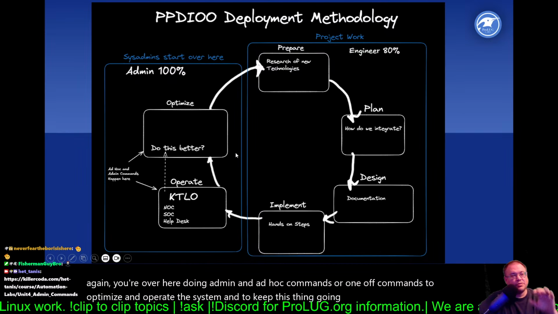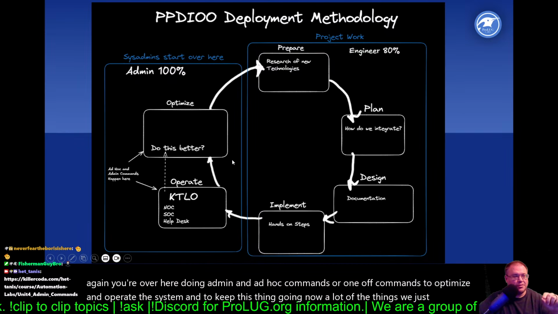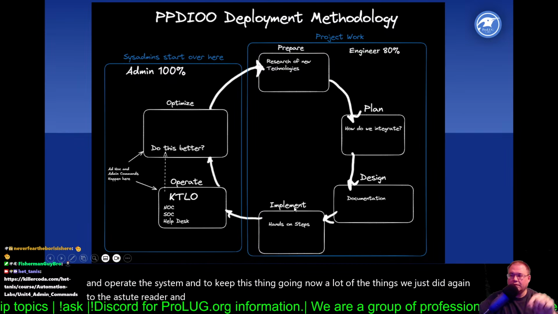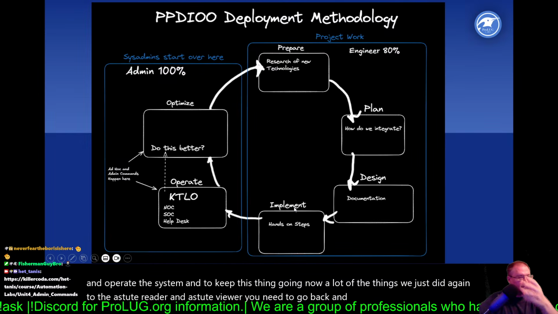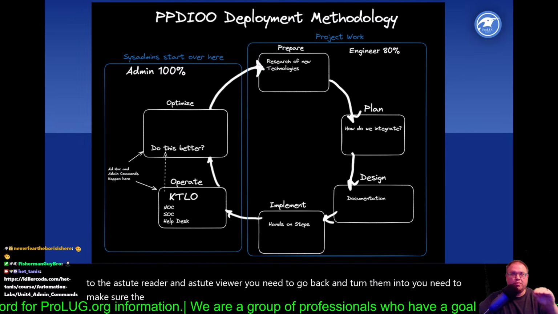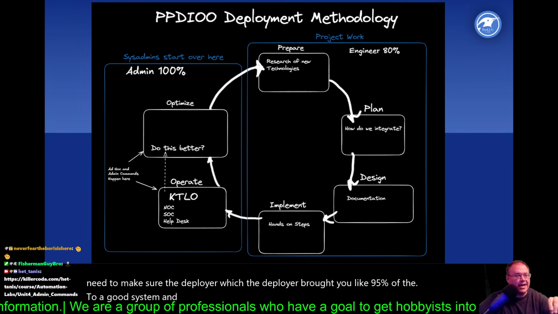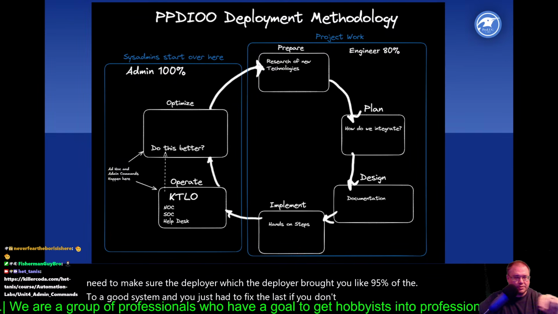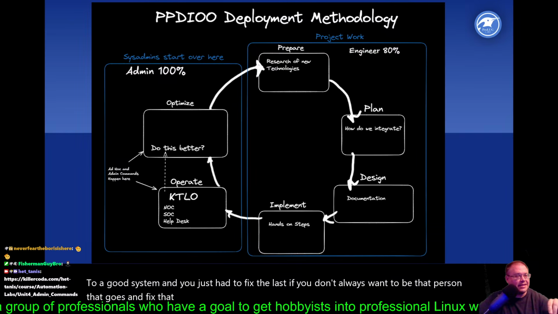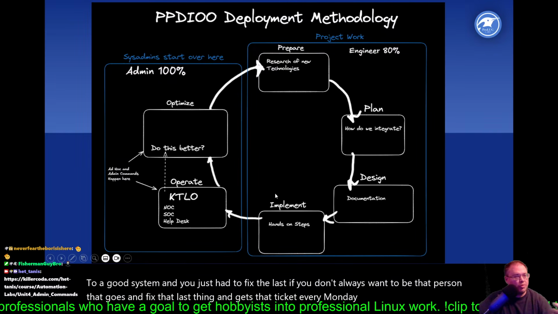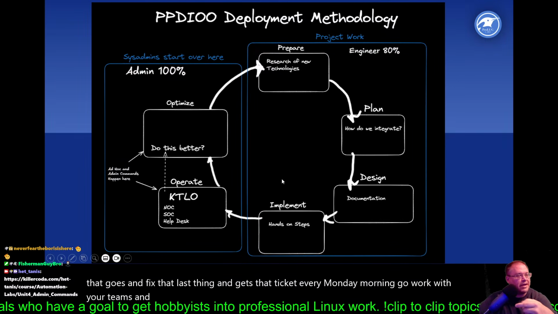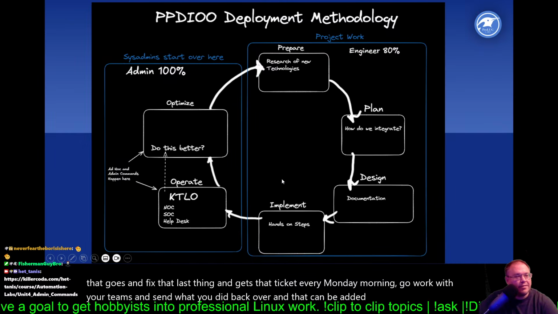Now, a lot of the things we just did, to the astute reader and astute viewer, you need to go back and turn them into part of the deployer, which brought you like 95% of the way to a good system, and you just had to fix the last bit. If you don't want to always be that person that fixes that last thing and gets that ticket every Monday morning, go work with your teams and send what you did back over, and that can be added to the playbook and you never have to do it again.